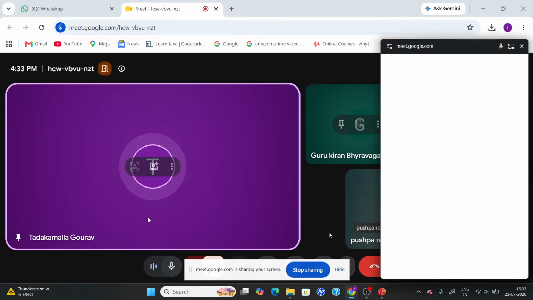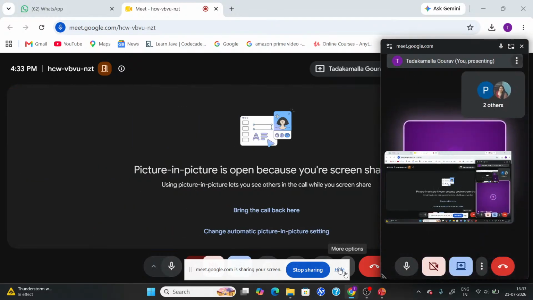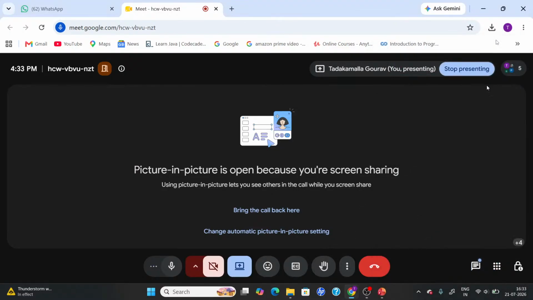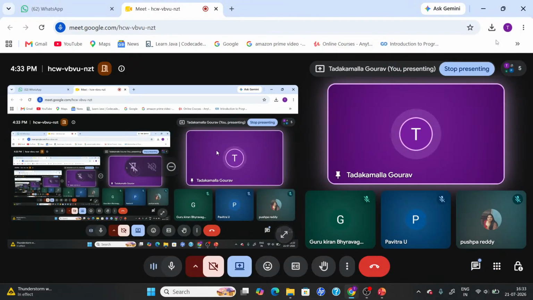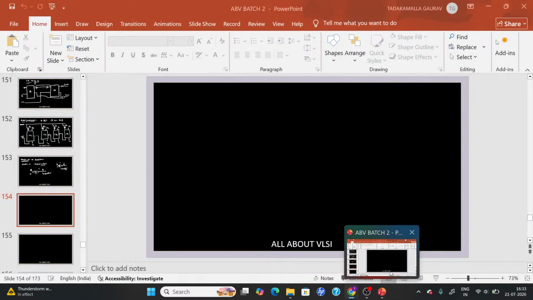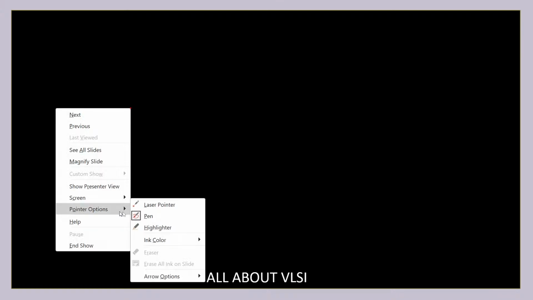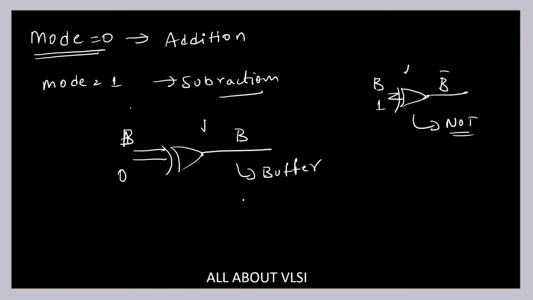In our previous sessions, we were discussing adders, subtractors, and implementing a subtractor using a half adder and all. We have completed those particular topics. Let me show you what we have discussed so far, and we will start with comparators today, right?